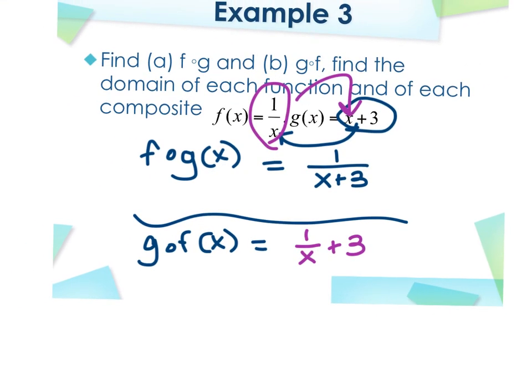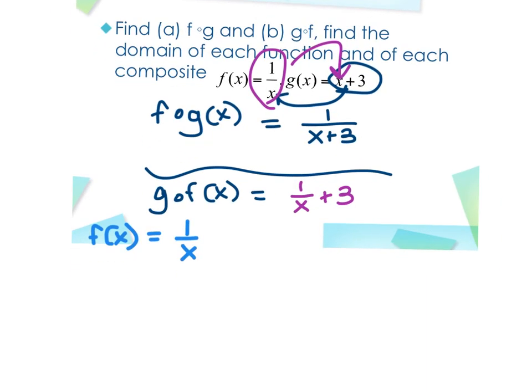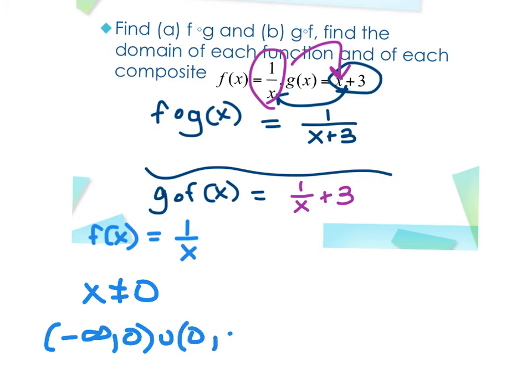Now we have to find 4 domains. We have to find the domain of f of x. So if f of x is 1 over x, what's my domain restriction? X is in the denominator. So x itself can't equal 0, right? So x cannot equal 0. Domain would be negative infinity to 0, union 0 to positive infinity. That would be just for f.